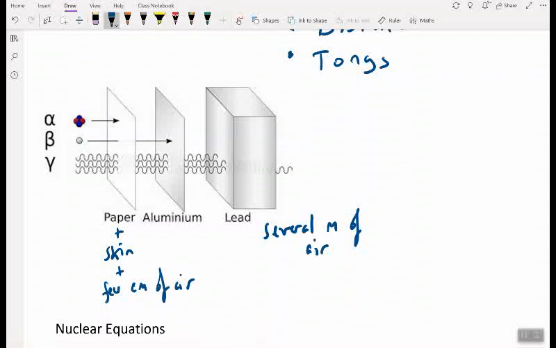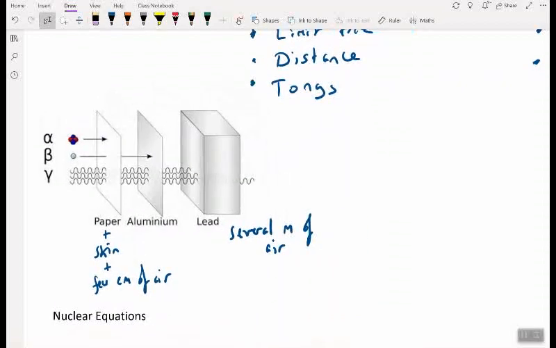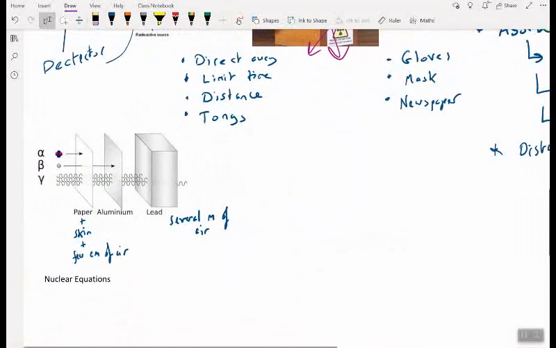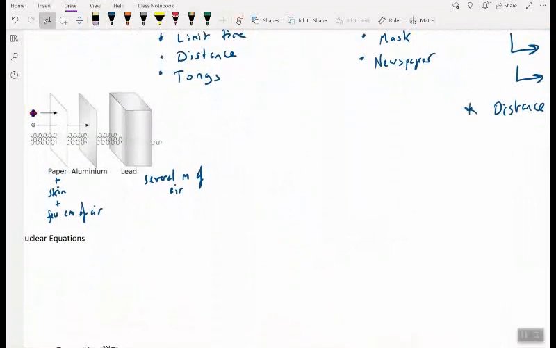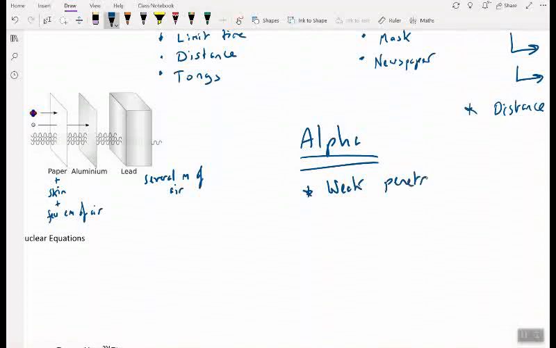Okay. What you also could have checked is the intensity of the radiation. The intensity, how much ionization is it doing? So in this here, you would have found out that alpha, although it was very weak, so let's do a little summary for alpha. Alpha is very weak in terms of penetration. Okay, it barely got through that skin or that paper.